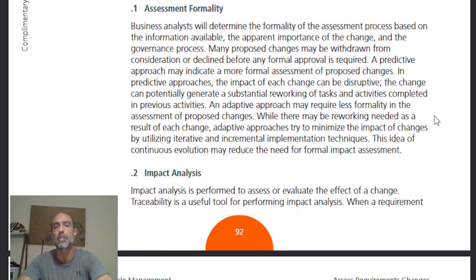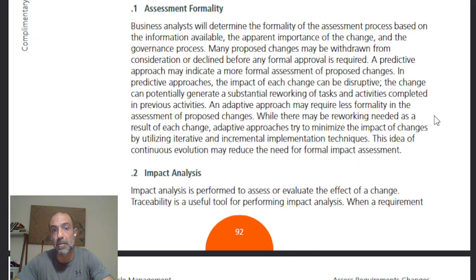Business analysts will determine the formality of the assessment process based on the information available, depending as well on the apparent importance of the change and the governance process. So some changes are very heavy, like actually making a change to a product itself. Or maybe it's how the product is being handled from point of production to delivery.